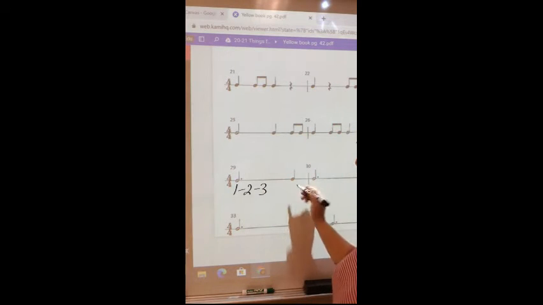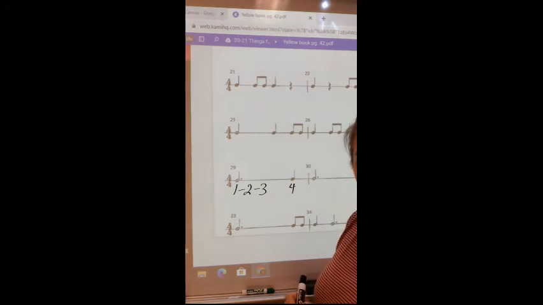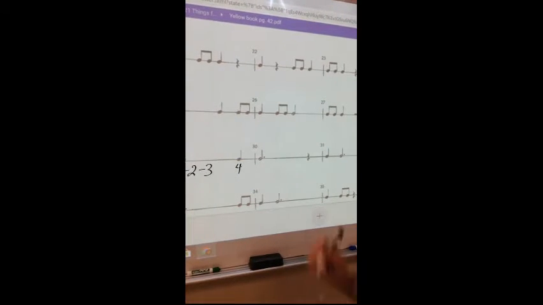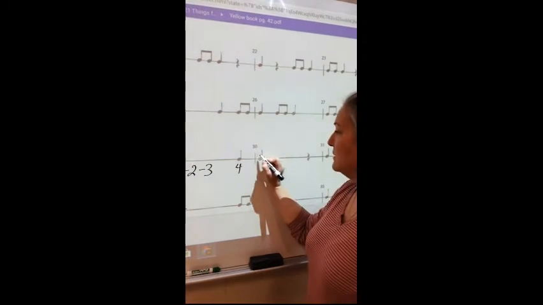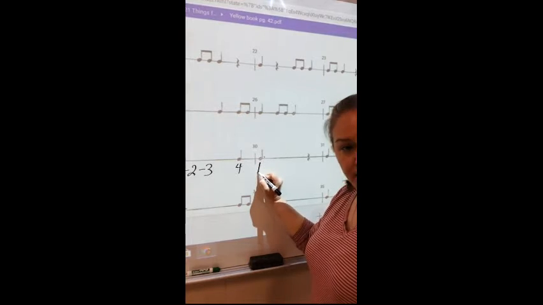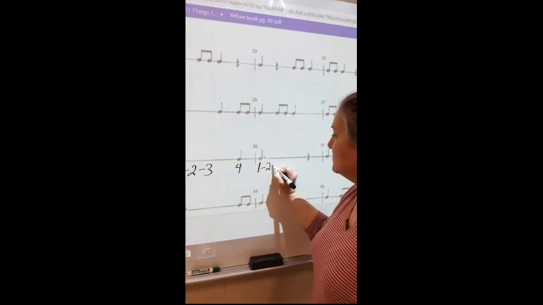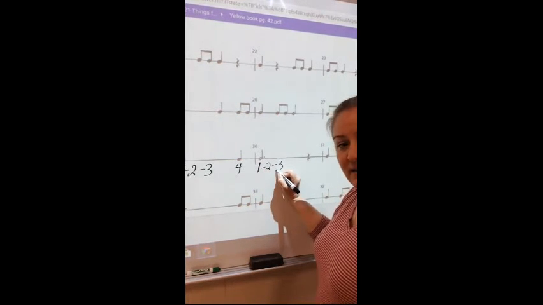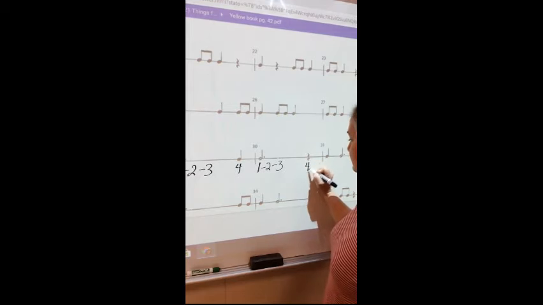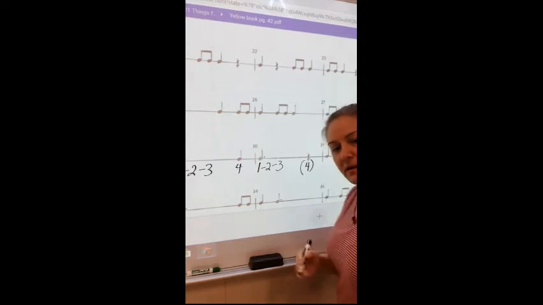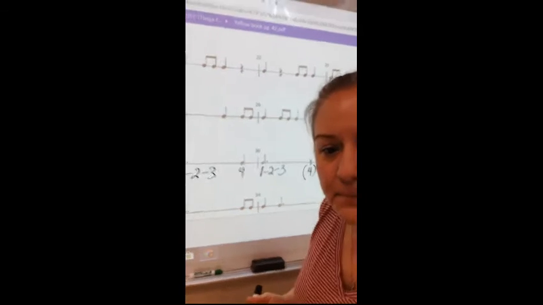And then that leaves us with this quarter note right here on beat 4. So when you take a look at number 30, very similar measure. Bar line, so we start over at 1-2-3, 4, in parentheses, because this quarter rest symbol means we're going to have 1 beat of silence instead.